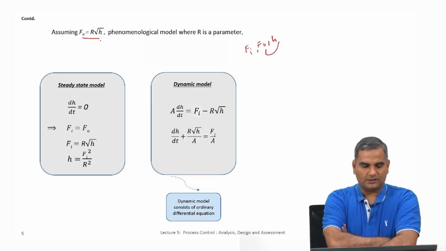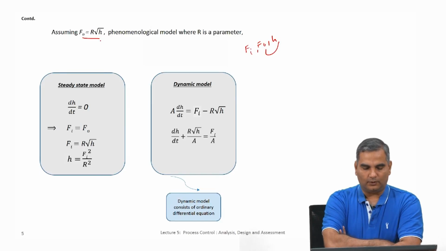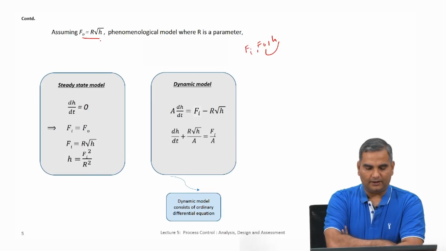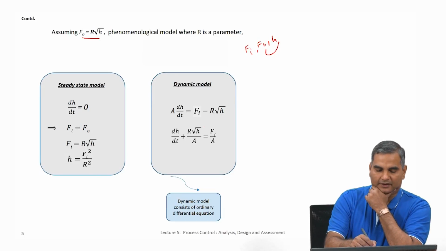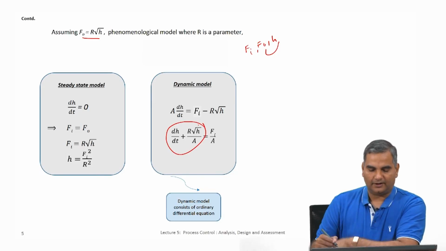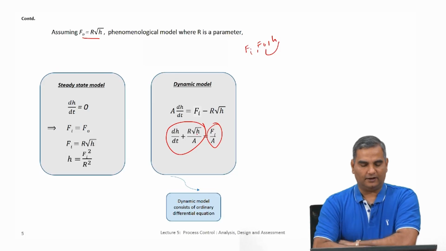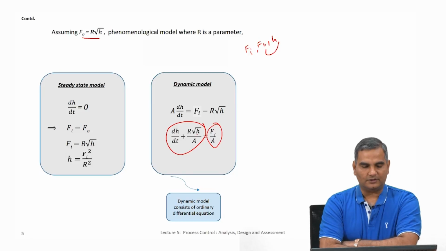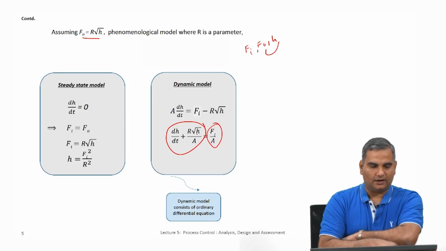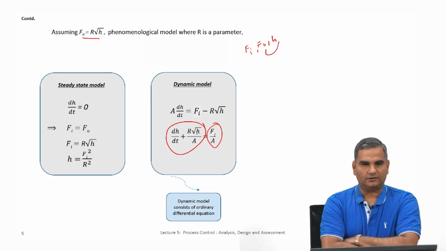I could write this equation as A dh by dt is Fi minus R root h, or in another standard form, I can get all the h terms to one side: dh by dt plus R root h by A is Fi by A. Now you will see something interesting. What we are saying is that the output, the height of the liquid in the tank, in some dynamic fashion is going to be a function of this input Fi. Whenever I change the inlet flow rate, I can use this equation to figure out how the height will change, and once I figure out how the height will change, I can also figure out how the outlet flow from the tank will change using the equation F naught is R root h.